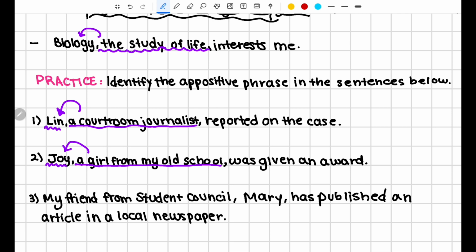And then we have "My friend from student council, Mary, has published an article in a local newspaper." So we know that Mary is our main noun. And if we were just talking about an appositive, it would just be my friend, since that's enough to correctly identify Mary. But since we're talking about modifiers, it would be this entire phrase, my friend from student council.